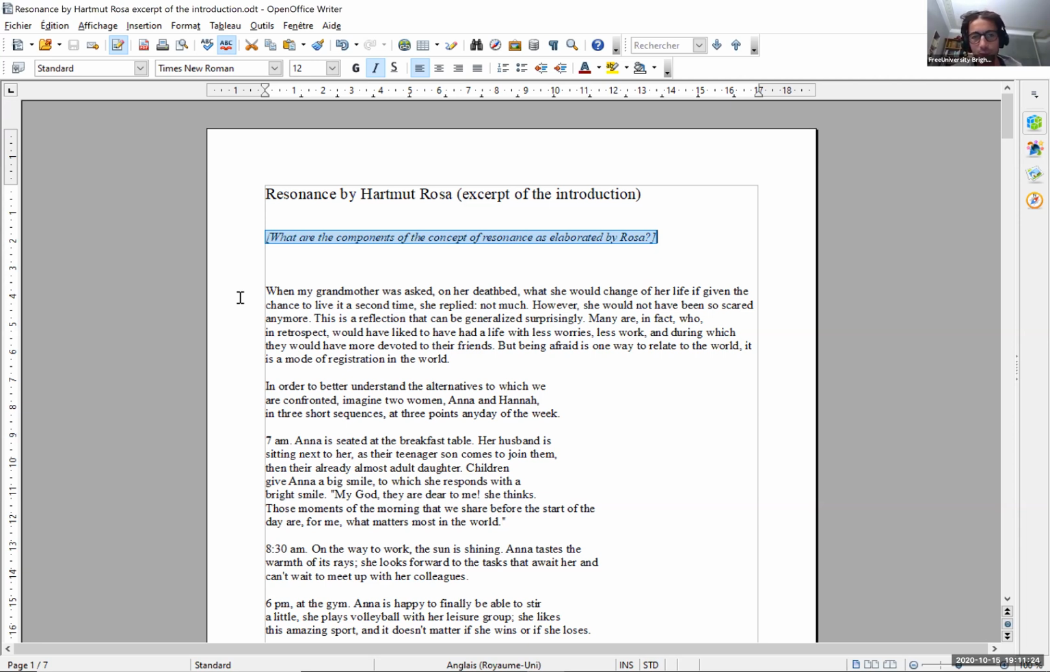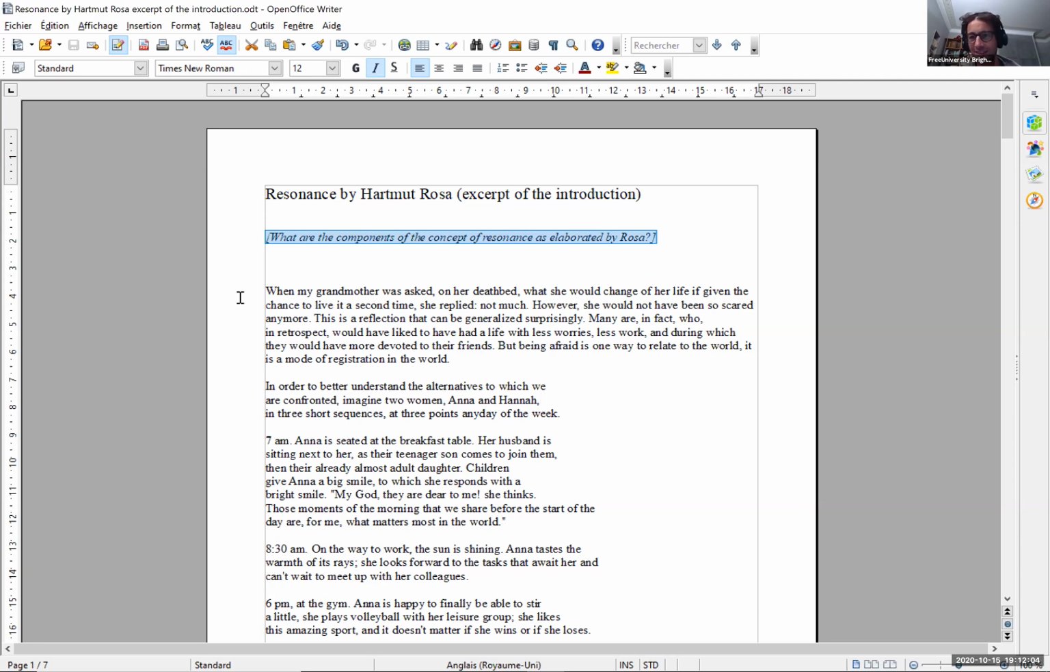When my grandmother was asked on her deathbed what she would change of her life if given the chance to live it a second time, she replied, not much. However, she would not have been so scared anymore. This is a reflection that can be generalized, surprisingly. Many are, in fact, who, in retrospect, would have liked to have had a life with less worries, less work, and during which they would have devoted more to their friends.